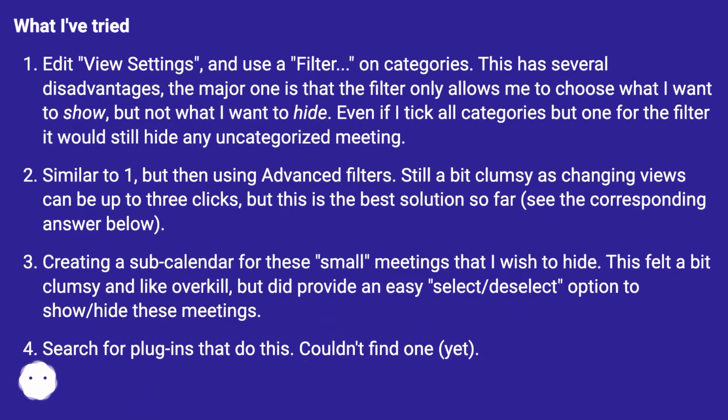What I've tried. One: edit view settings, and use a filter on categories. This has several disadvantages. The major one is that the filter only allows me to choose what I want to show, but not what I want to hide. Even if I tick all categories but one for the filter, it would still hide any uncategorized meeting.